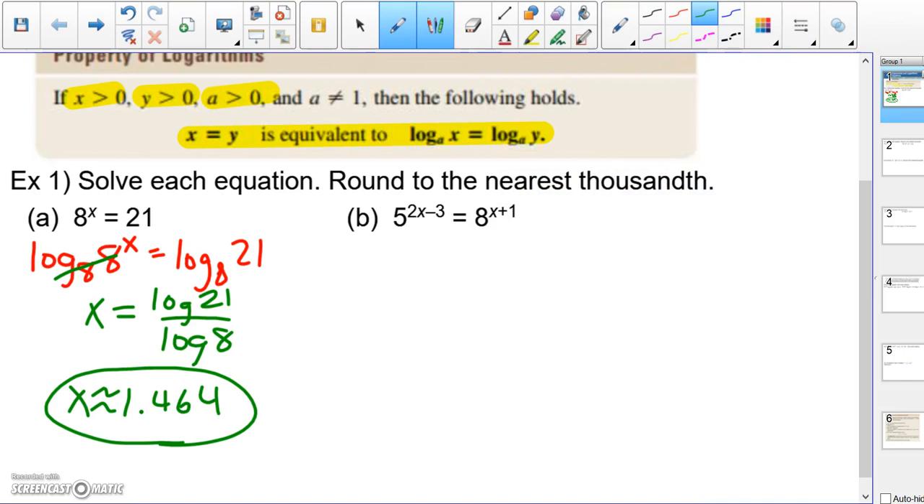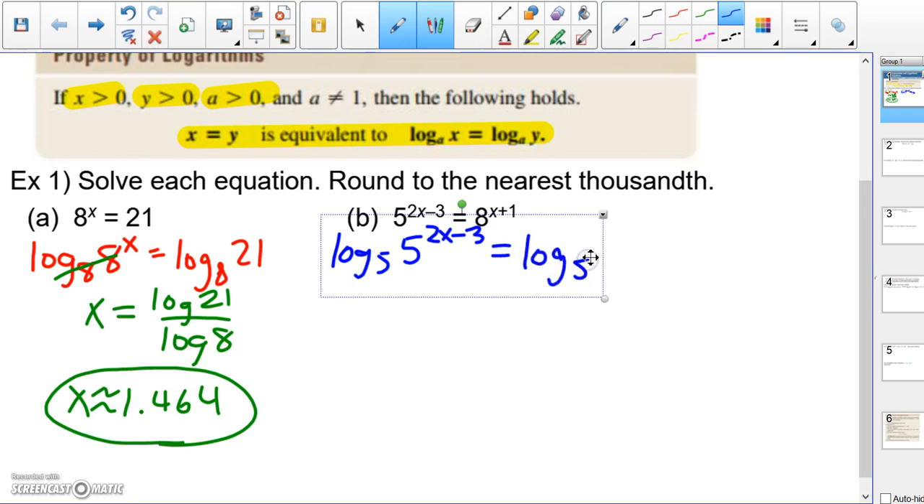Part B is a little bit harder because you've got a base 5 and a base 8. So there are a couple of different ways to do this. I think the easiest way is just to pick one. I'm going to pick the base 5. I'm going to try to get rid of the base 5, and so I'm going to do a log base 5 on both sides. Log base 5 of 5 to the 2x minus 3 equals log base 5 of 8 to the x plus 1.